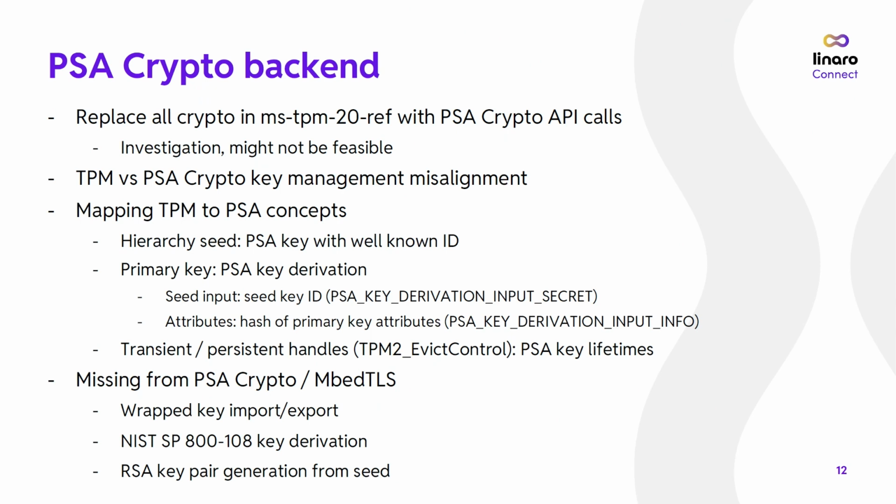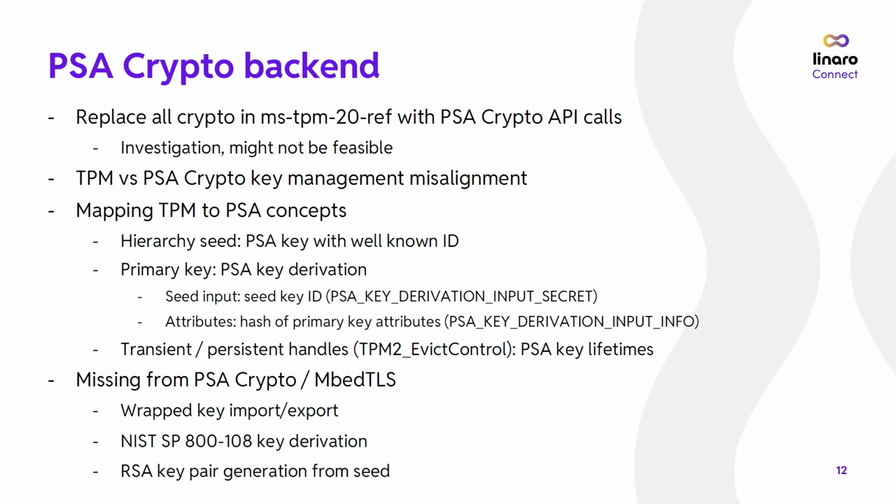The rest of the key attributes, or the hash of the attributes, has to be input as a non-secret input to the key derivation. So this looks fine. For the transient and persistent handles and the TPM evict control, we can just do this with PSA key lifetimes, which is basically the same concept.